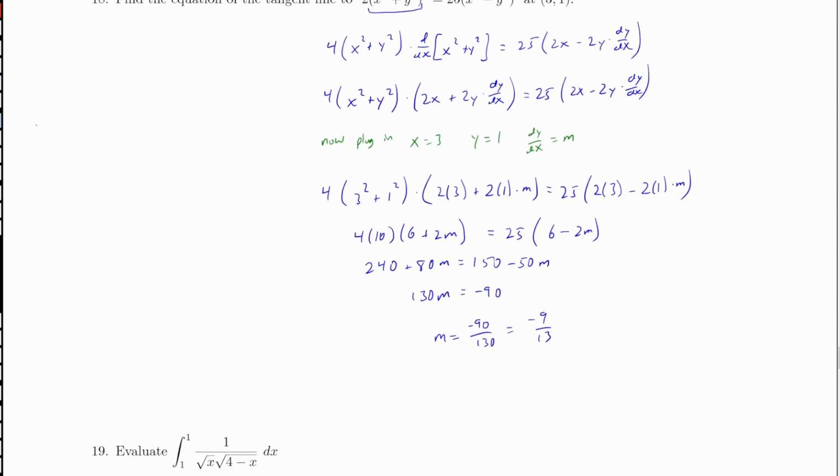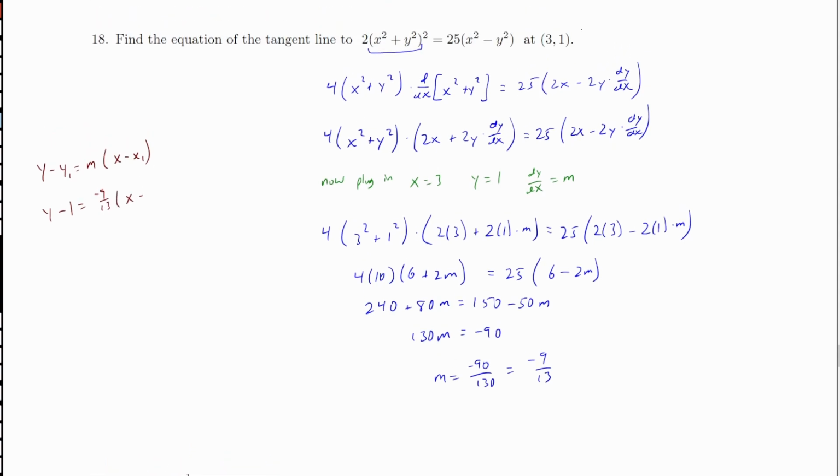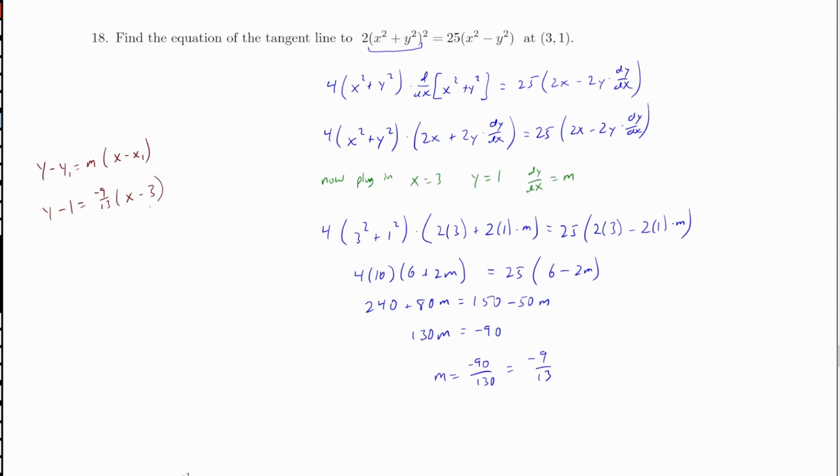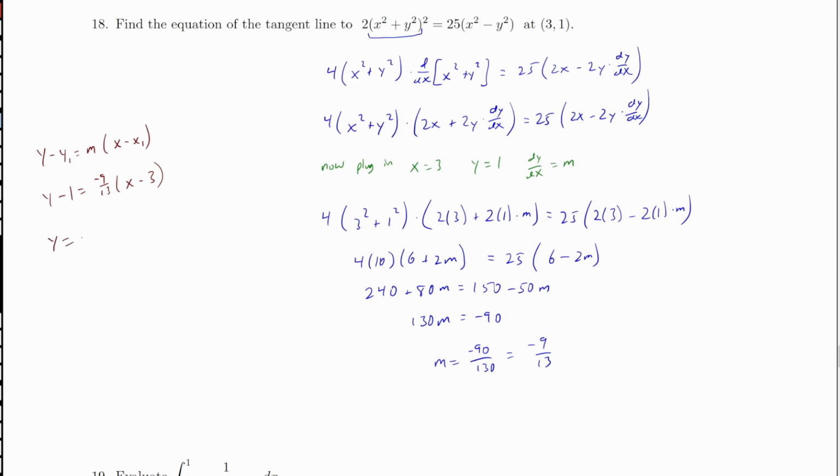So then the equation of the line, y minus y1 equals m times x minus x1. So y minus 1 equals negative 9/13, I'm sorry, negative 9/13 times x minus 3. Okay. So y is just 1 minus 9/13 times x minus 3. Okay. That's a perfectly good equation.